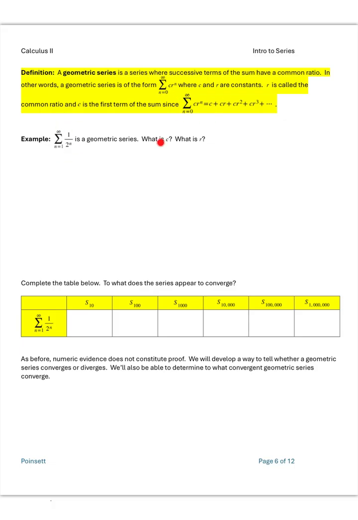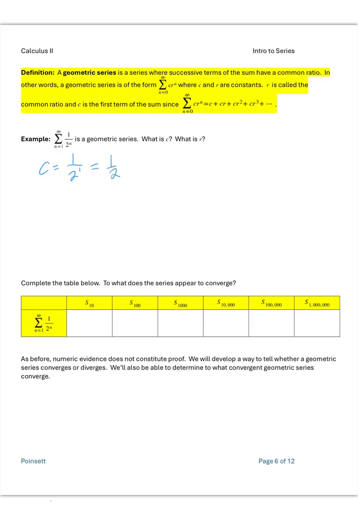So, first, c is the first term of the sum. This particular series starts at 1, so we can simply plug in n equals 1 to find the first value of the sum, which would be the value of c. Hence, we have c is equal to 1 over 2 to the first power, which of course is 1/2. So our c value is 1/2.